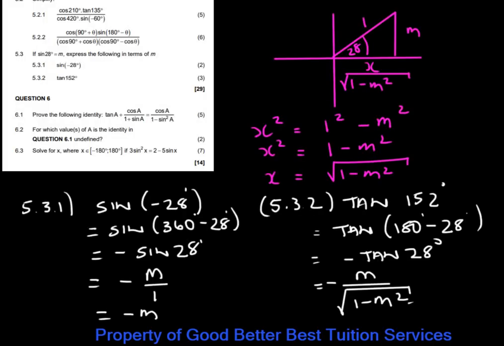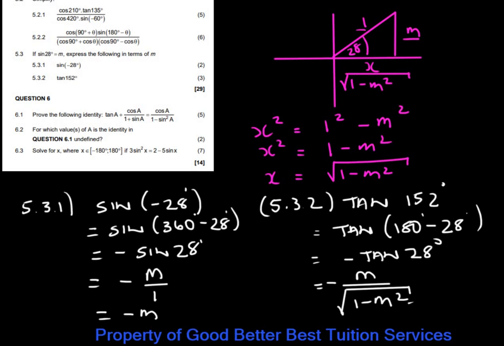Let's look at the next question. The next question is 5.3. It says if sine of 28 is equal to m, express the following in terms of m. So what's required of you here is for you to know that you need the sketch. So if they say sine of 28 is equal to m, it's expected that you know that that's m over 1. That's your opposite over your hypotenuse. So there's your opposite, there's your hypotenuse. And so you need to find the adjacent side.